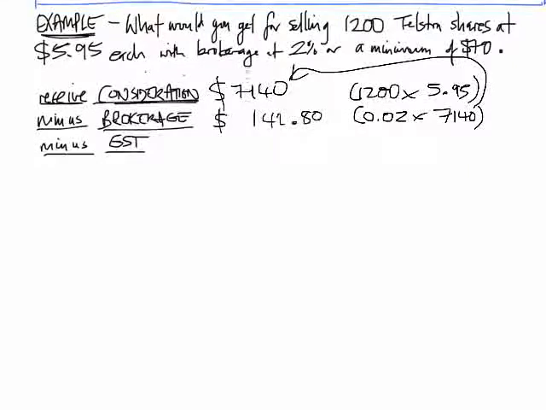And the GST is 10% of that. So 142.80 times 0.1 for the GST, and that's going to be $14.28. So, unlike before, you are taking these two away.